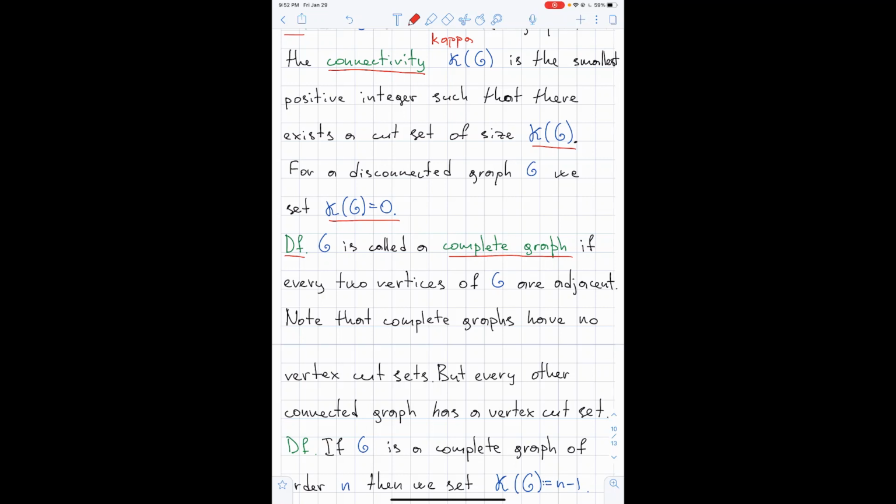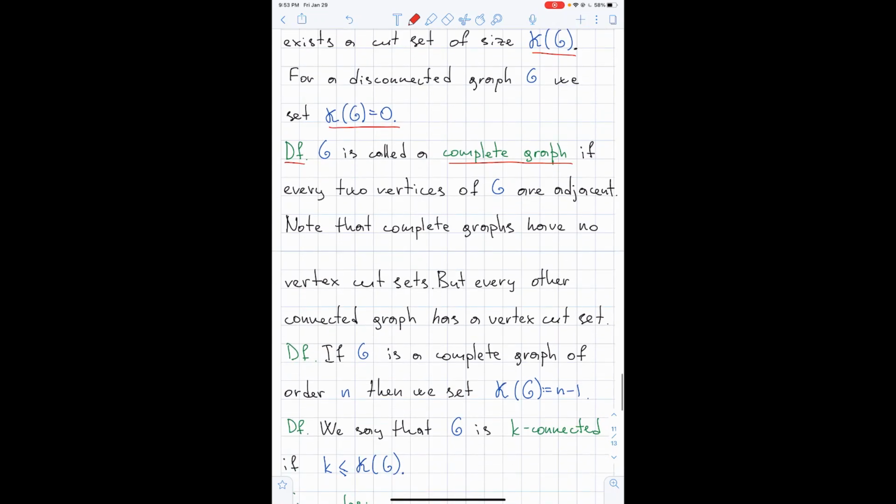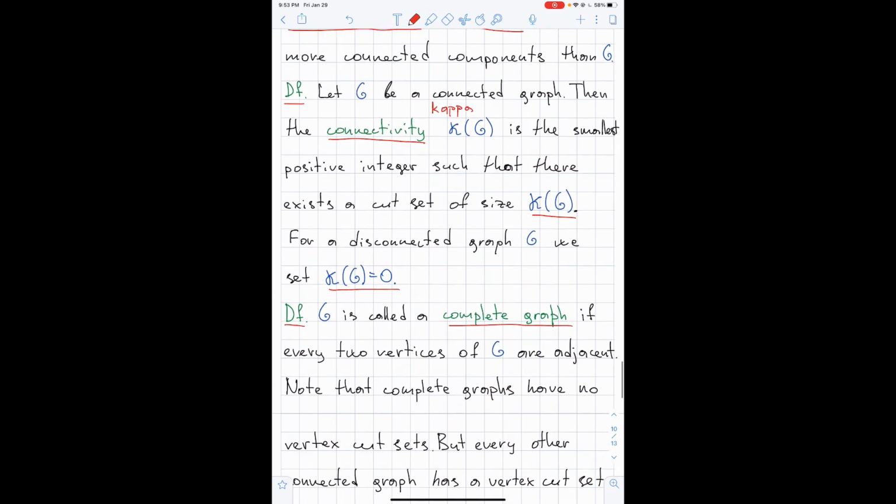And note that this is only true for a complete graph, because if the graph is not complete, that means that there exist two vertices that are not adjacent. And if we remove all the other vertices, so that all vertices except for these two, then it will become disconnected. So clearly we do have cut sets. So unless the graph is complete, we do have cut sets. But for a complete graph, this definition of connectivity doesn't really work, because we just don't have any cut sets.